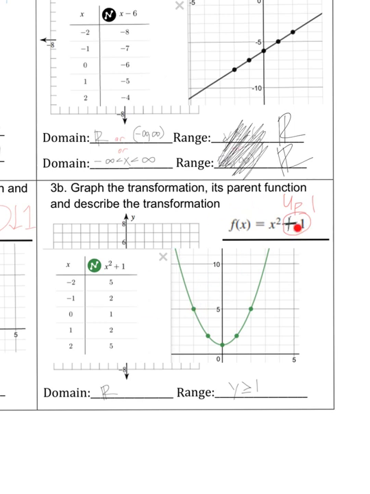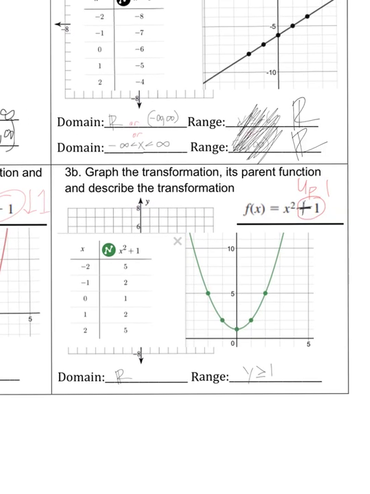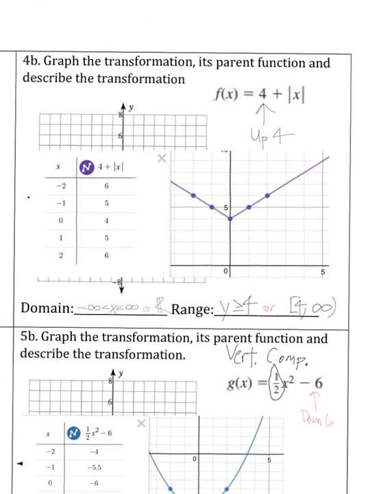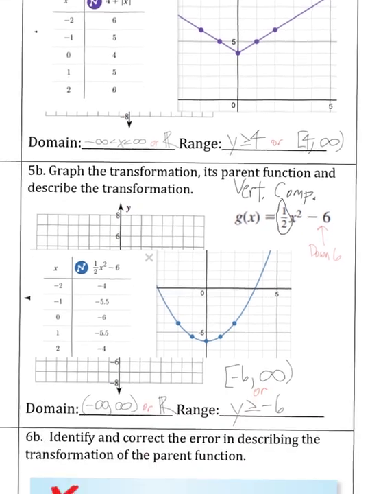But 3b, graph the transformation to its parent function. Okay, yeah. You had to change this to a plus 1 because it was the exact same thing as this one. So changing it to a plus 1 made it go up 1. The range is y is greater than or equal to 1. The domain is all real numbers. Next page. Alright, so this made it go up 4. You see it started at 4 up. The domain's all real numbers. The range is y is greater than or equal to 4, or 4 in a bracket, comma, infinity, parentheses.